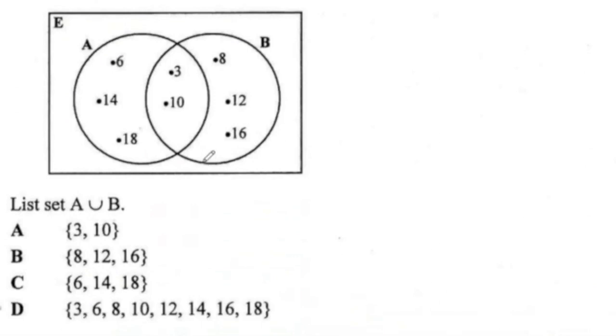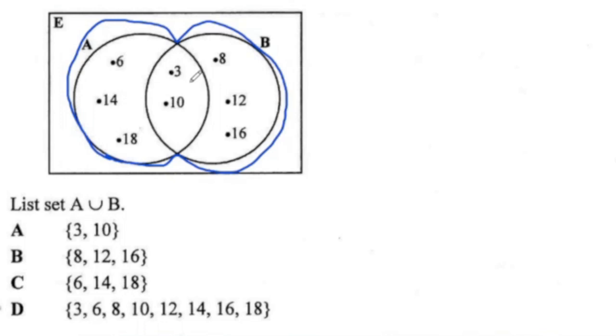The diagram below shows set A and set B. The question is, list set A union B. When you talk about set A union B, what they're asking us is to list all the members that are found in this shape like this. So you list all the members of set A and set B combined.